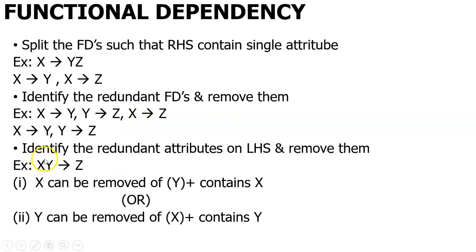Also, after splitting, identify the redundant attributes on the LHS and remove them. You can find redundancy on the left side also. When you check, if Y individually is giving Z, then why is there a need for X? So X is a redundant attribute. When you take the previous example, X gives Z. X itself is giving Z, so why is there a need for the attribute Y? I can remove that. Likewise, you can find the redundancy on the left side also and remove it. This is how functional dependency is calculated. Thank you.